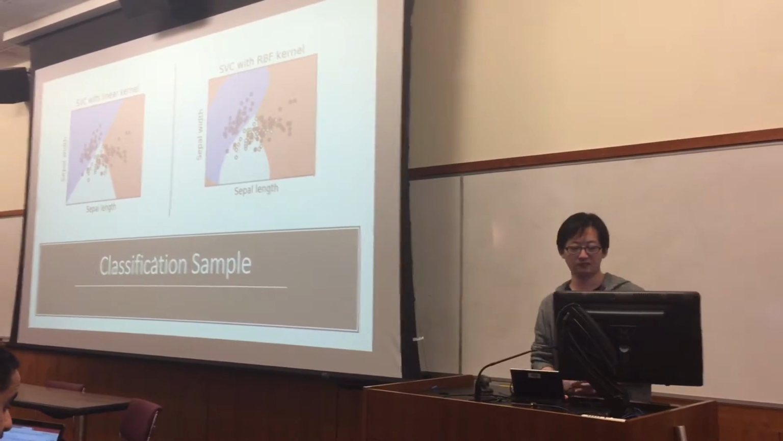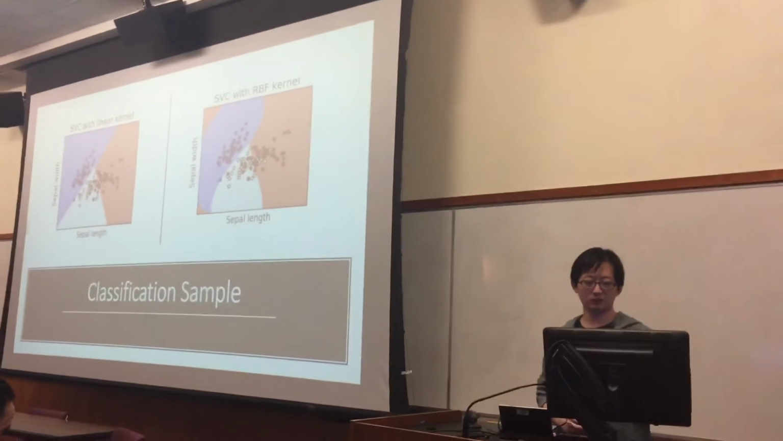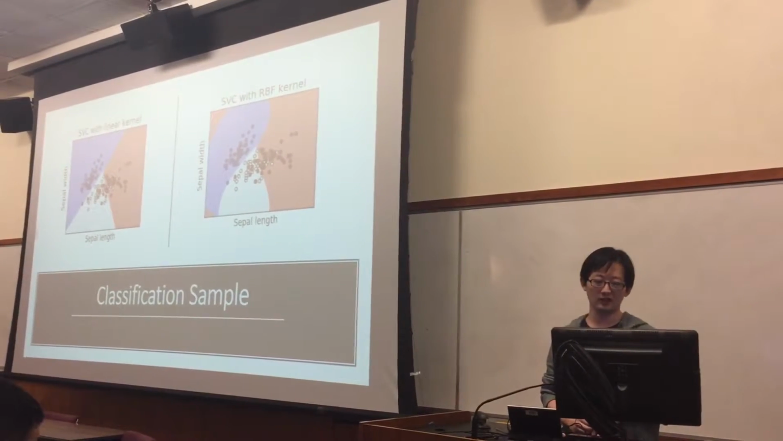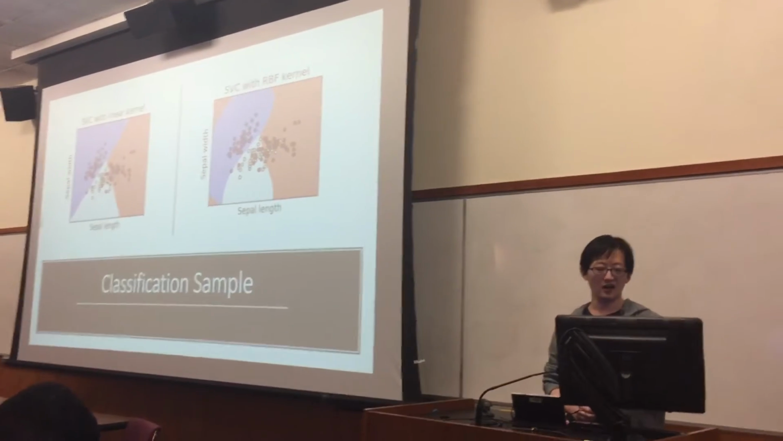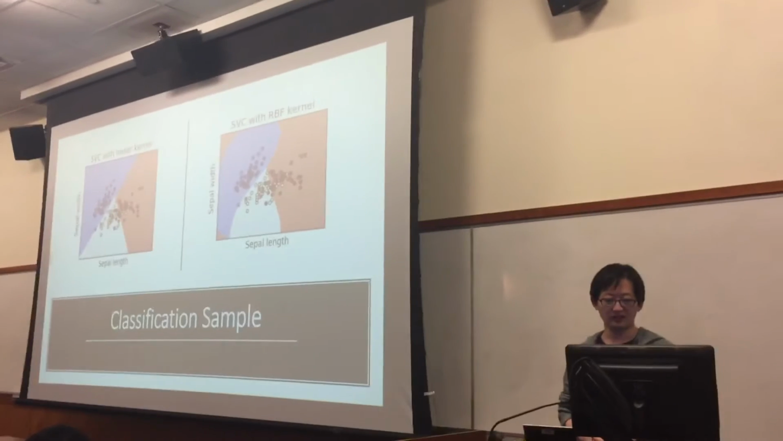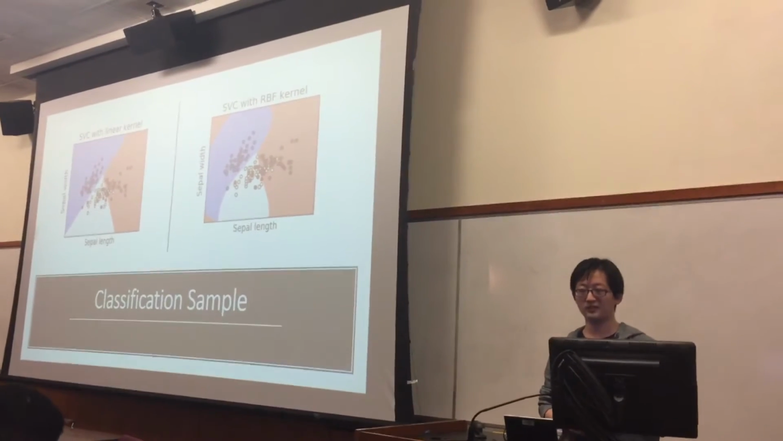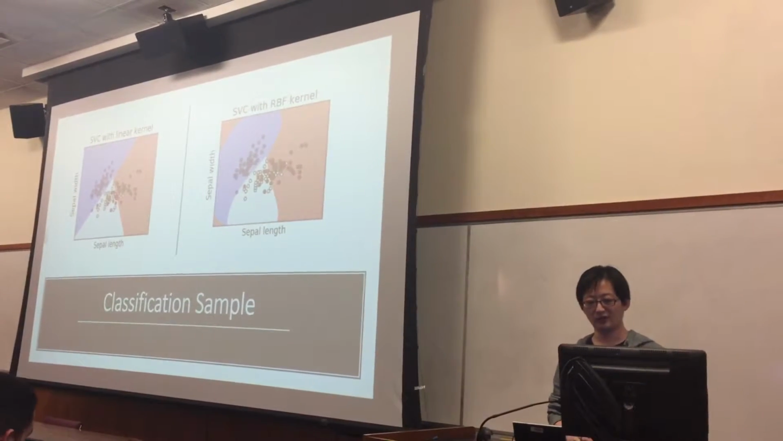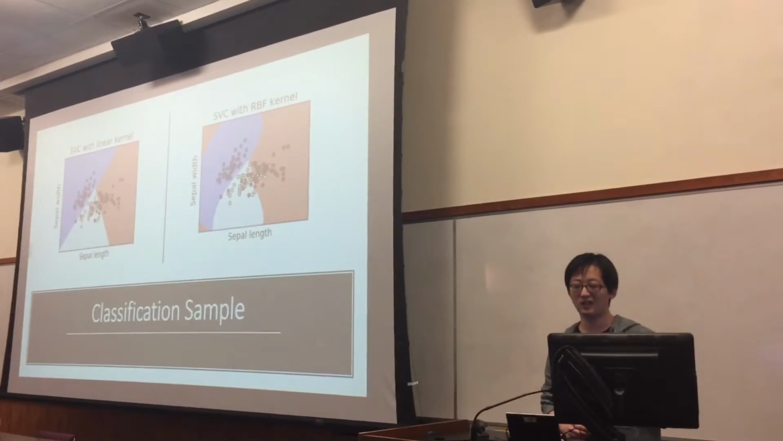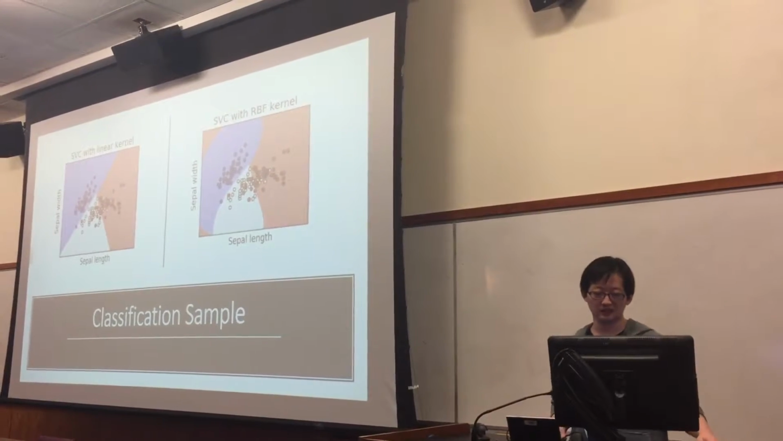And here are two classification samples. The first one on the left side is where we use the linear kernel, and you can see there are three straight lines to divide the data set. And on the other side, the only difference between them is we use curves instead of straight lines to divide the data set.